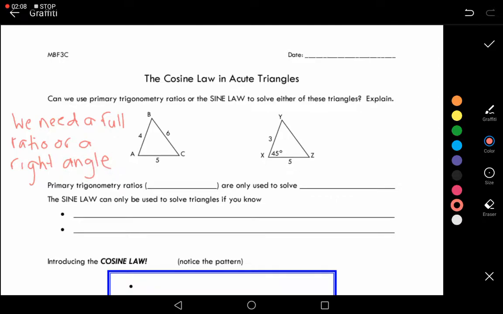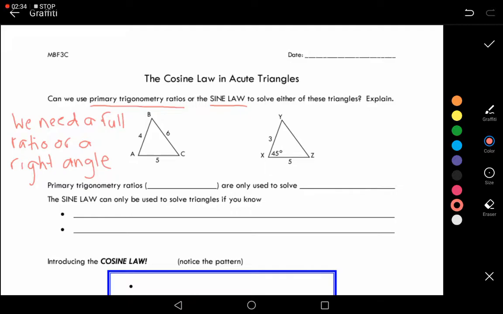And that's what we would need if we were to use, again, those primary trig ratios or the sine law. So that triangle there, if I asked you to solve it on a test, you would not know what to do at this point, right? You wouldn't be able to use the information that you have to actually give me an answer there. So let's look at this next triangle, XYZ.